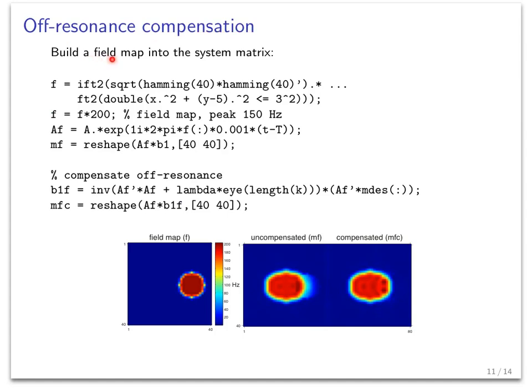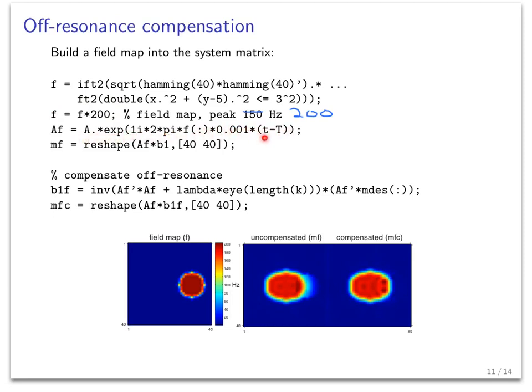What we do here, just as I said before, is build a field map into the system matrix. That is, you build the off-resonance phase accrual due to the field map into the system matrix. So here I'm building this arbitrary field map. The peak is going to be 200 hertz. Here, that's a typo. Then F is just equal to this circle that I shifted off in space, and I again filter it using the same approach I showed before for the target pattern. Then I get that back a little bit smoothed out, and I multiply it up to 200 hertz.